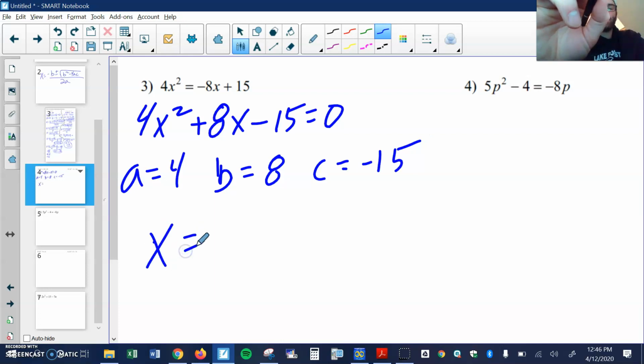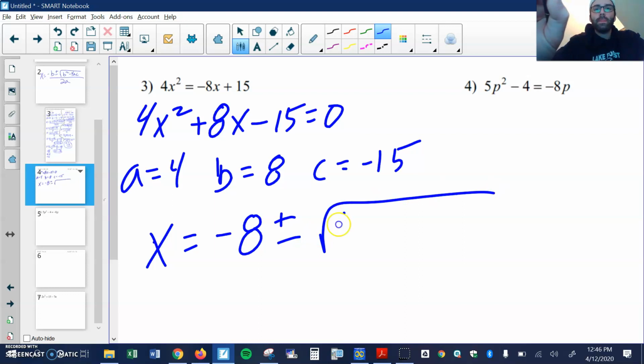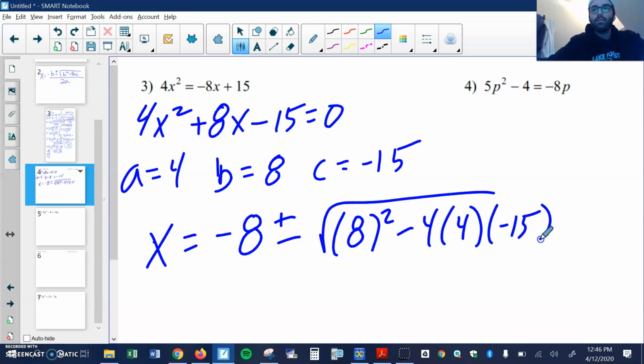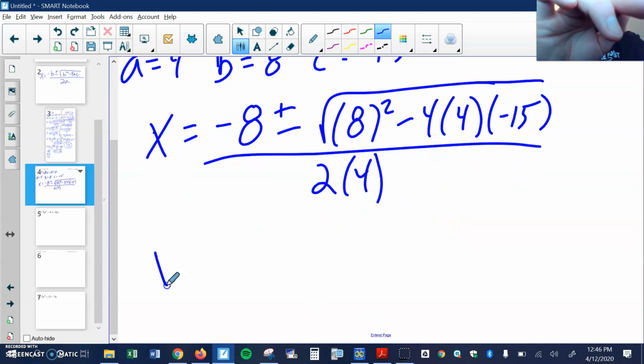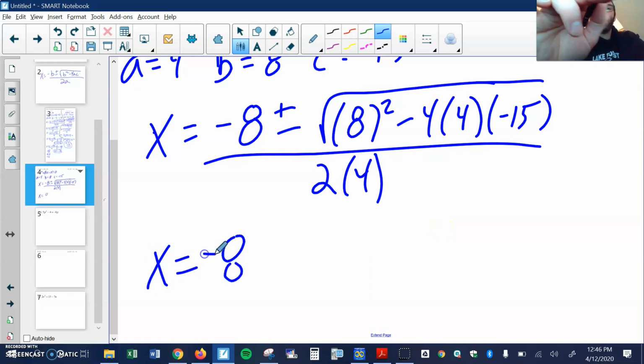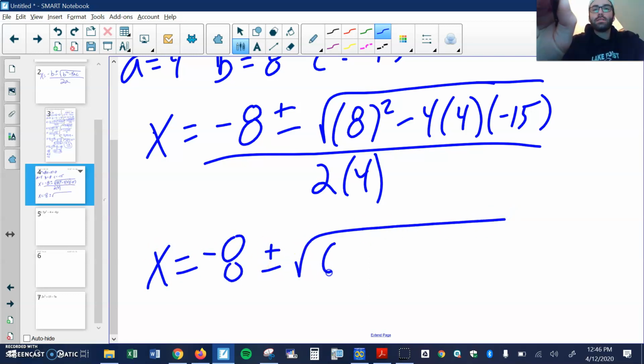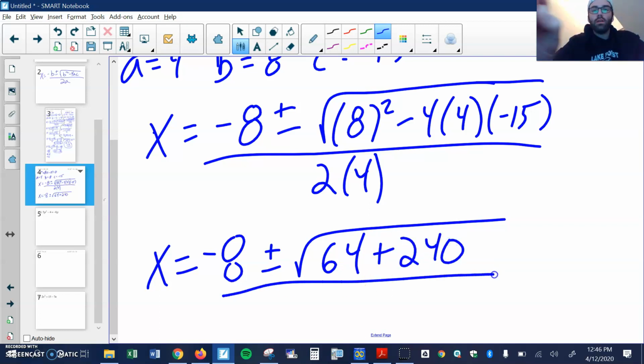X equals the opposite of B, so negative 8, plus or minus the square root of B squared, so 8 squared, minus 4 times A, which is 4, times C, which is negative 15, all over 2 times 4. Simplify what's underneath our radical. X equals negative 8, plus or minus 8 squared is 64. 4 times 4 is 16. Times 15 is plus 240, all over 8.